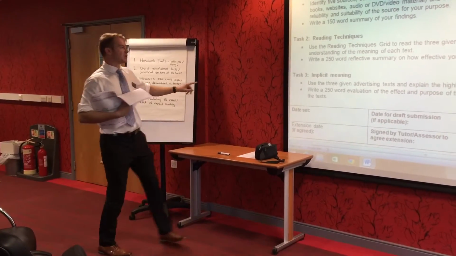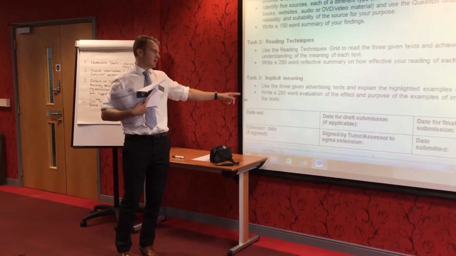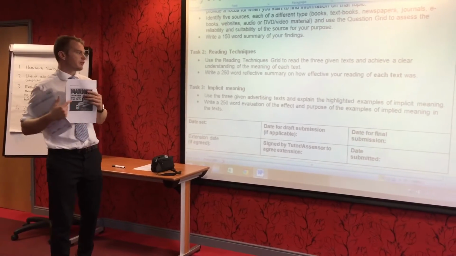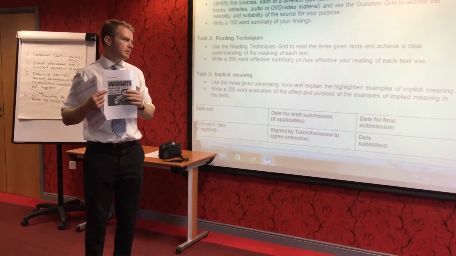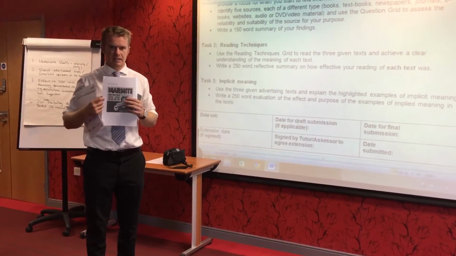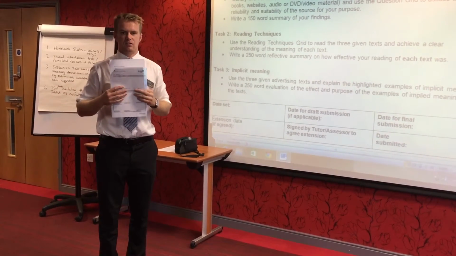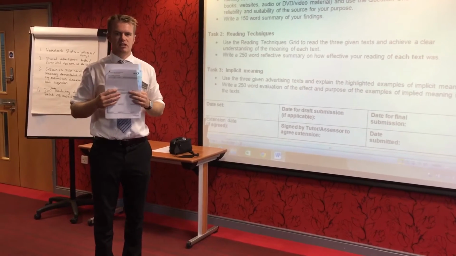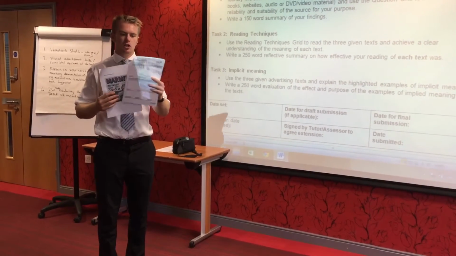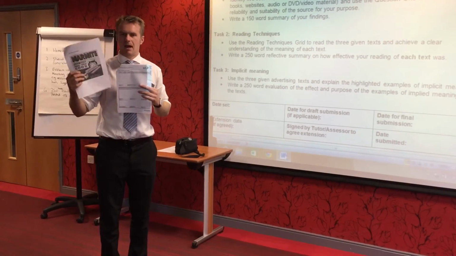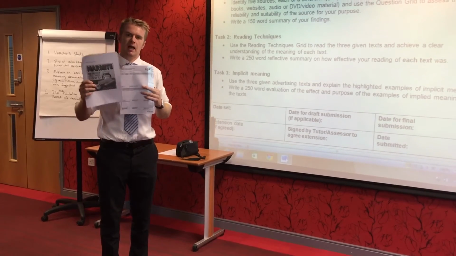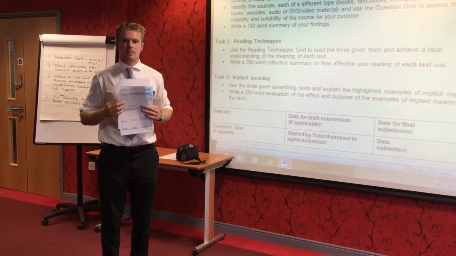Once you've done that, you're then going to do another 250 words where you're just going to evaluate the effect and purpose of the examples of implied meaning. So altogether we have 500 words for your last and final task. So use the homework sheets, look at these images, answer the questions at the back. You do that, hopefully you'll have the task in the bag and done.